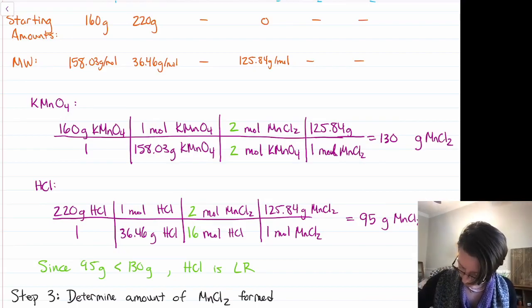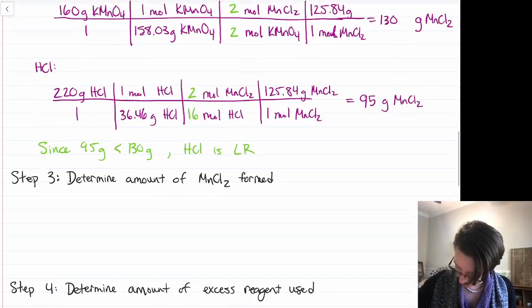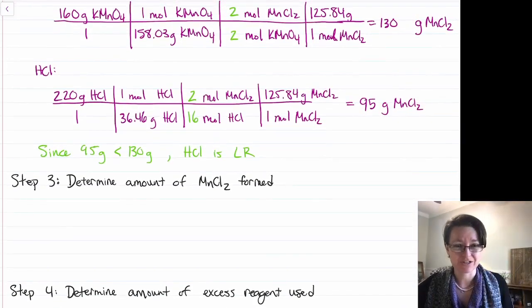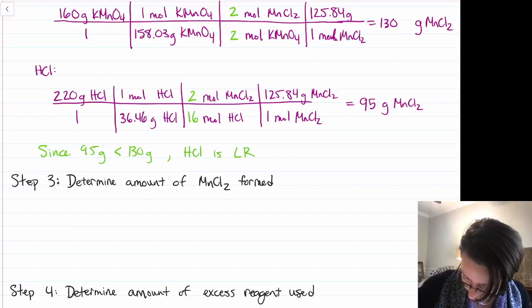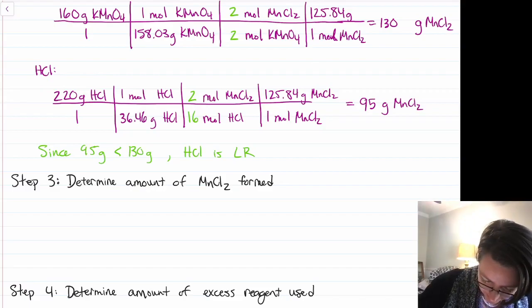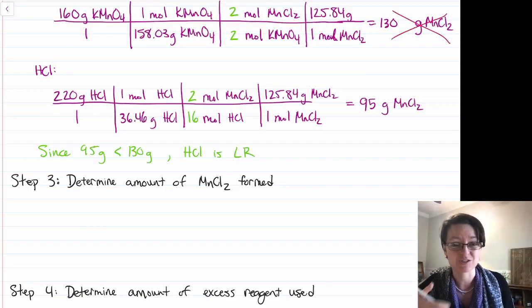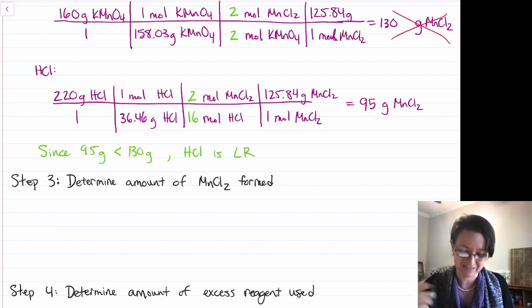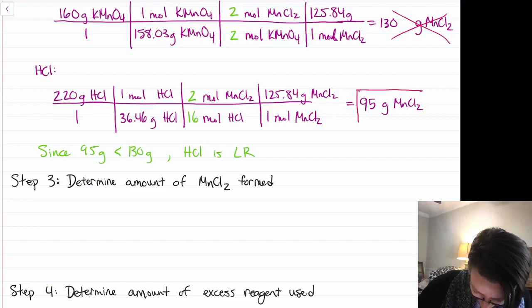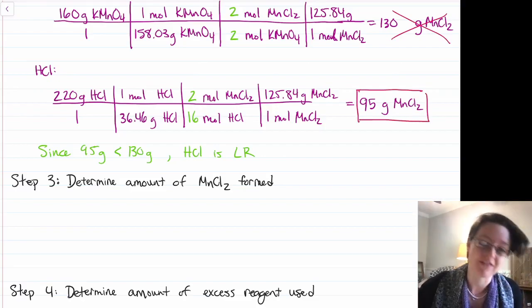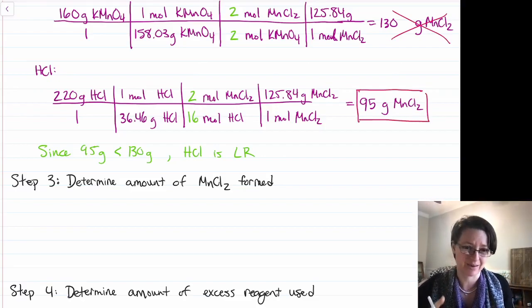Okay, so step 3, we need to now figure out how much of our manganese 2 chloride was formed. And we just talked through how this 130 grams is not actually something that can happen in real life, because while potassium permanganate would be happy to form more manganese chloride, because HCl is the limiting reagent, this 95 grams of manganese 2 chloride is the only thing that matters.